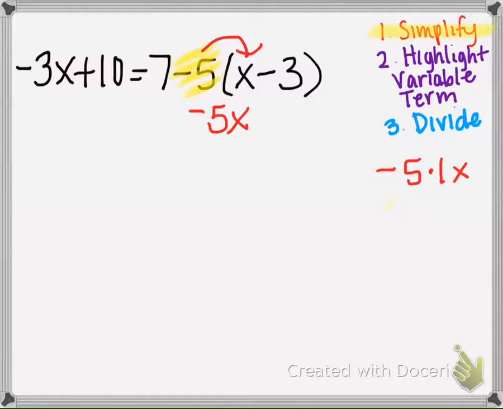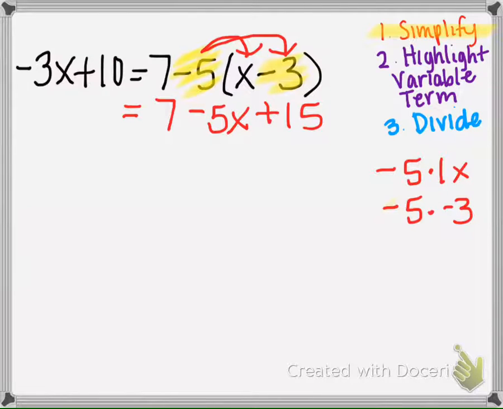And then we have negative 5 times negative 3 here. So we got to distribute here. So negative 5 times negative 3 is positive 15. So now I'm going to bring down the 7 here. And we are not done simplifying here. We can combine the 7 with the 15, which is 22.